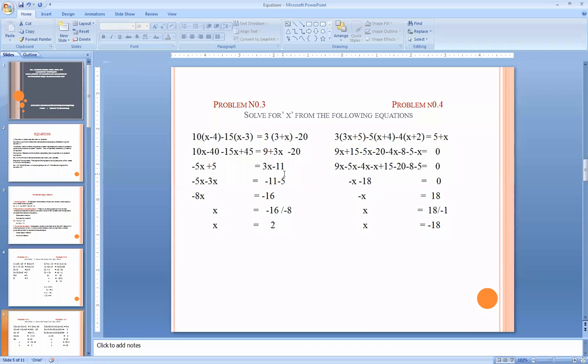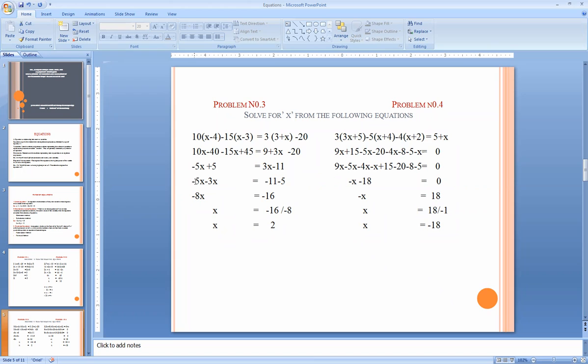Now we should shift all the x values to the left side and all the numbers to the right side. Here in the left hand side, minus 5x should be written as it is, but in the right hand side there is one more x that should be shifted to the left hand side, that is 3x. The plus value will become minus 3x and equals, in the right hand side minus 11 is there, so write as it is, but in the left hand side plus 5 is there, which should be shifted to the right hand side, and it becomes minus 5.